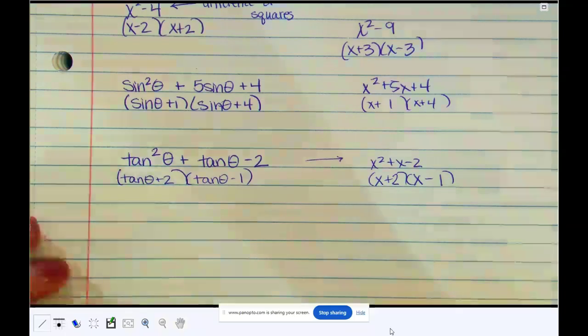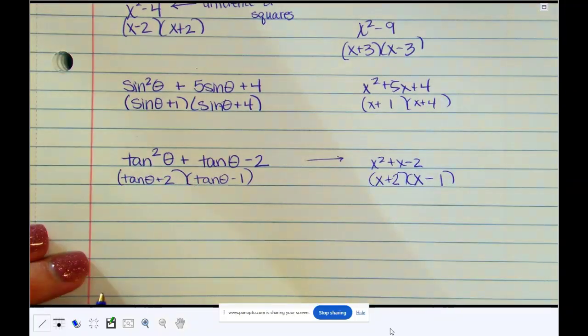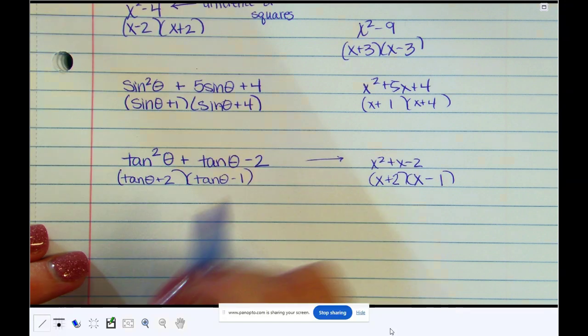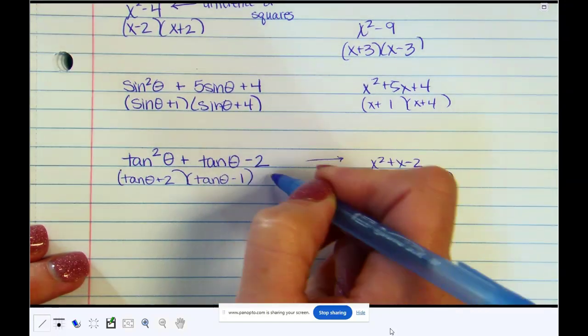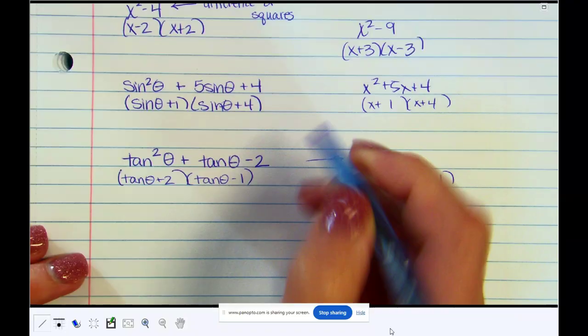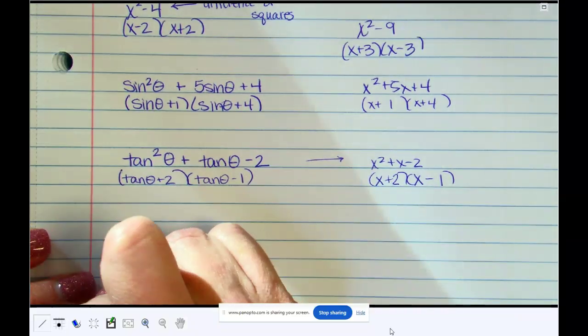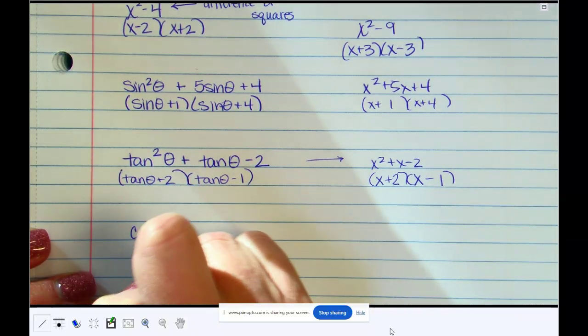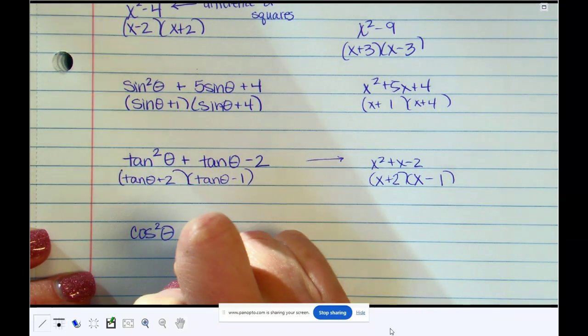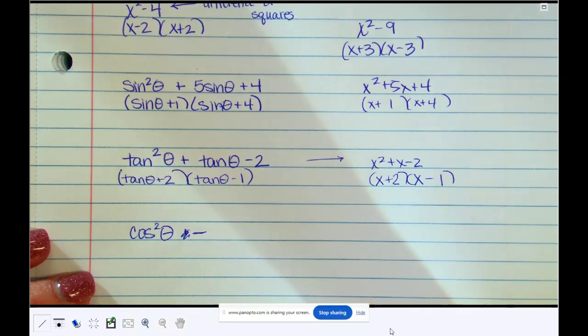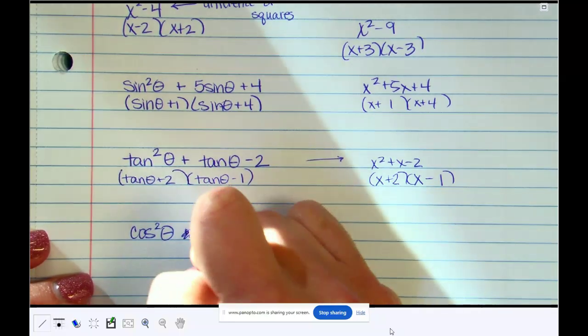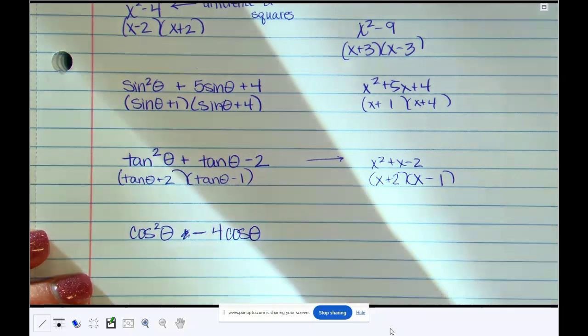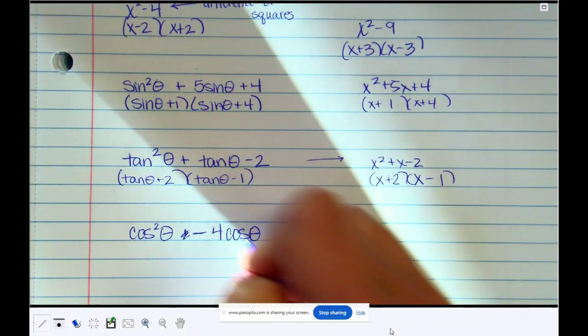Okay, let's try another one. I saw the tangent minus 2 and I thought that's okay. Right. If it was supposed to be one thing, there would have to be parentheses around it. Okay. So let's go cosine squared minus, that's a minus, sorry, minus 4 cosine minus 12.